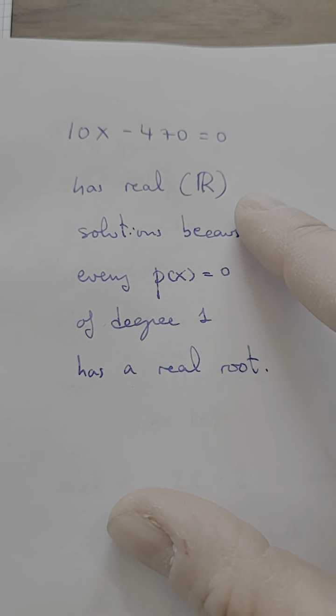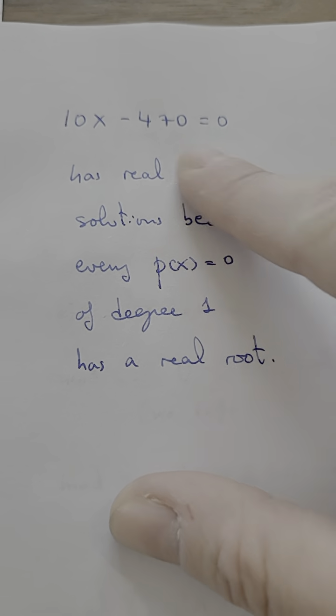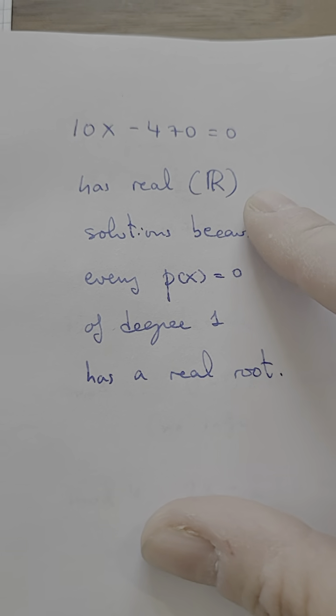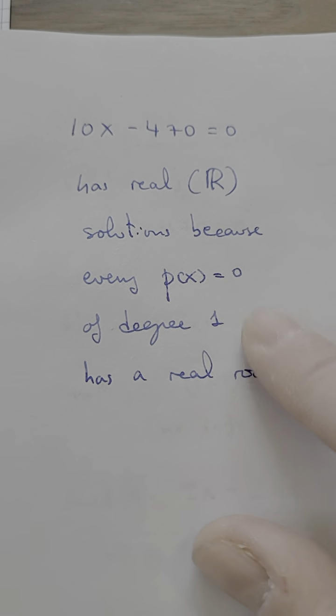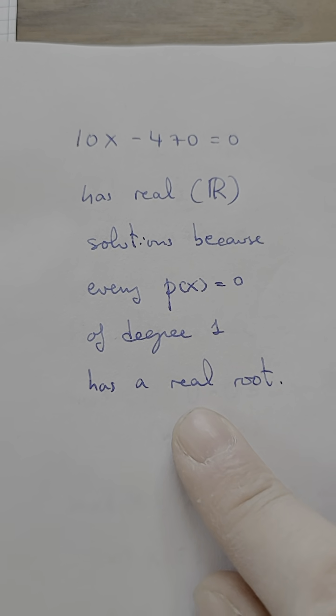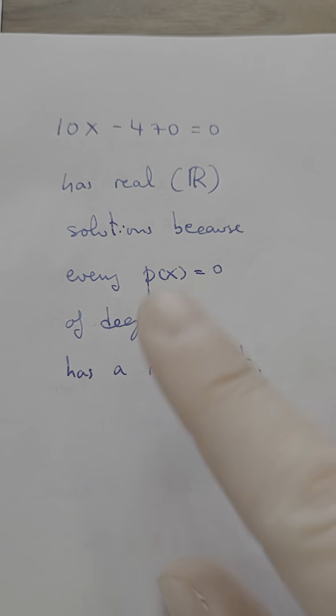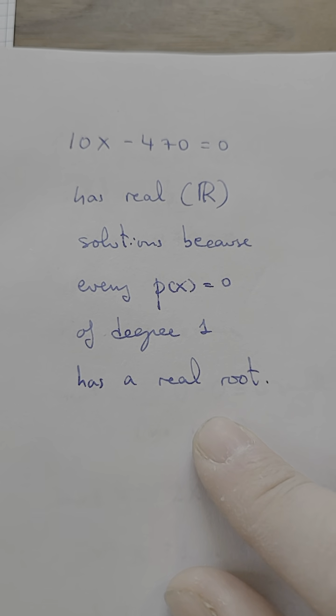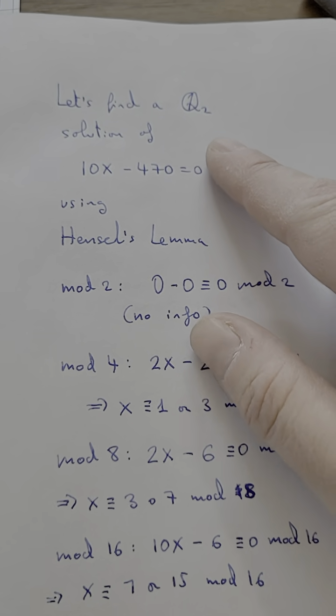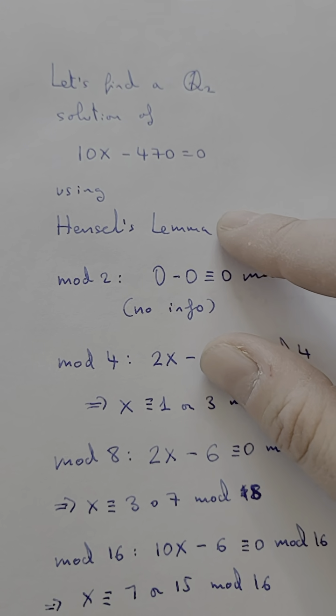Notice that over the real numbers, there is a solution. We don't know what the solution is, of course, but that is a degree 1 polynomial over the reals, and those always have one real root, so we don't have to worry anymore about the real numbers. Let's find first a solution over the 2-adics using Hensel's lemma.